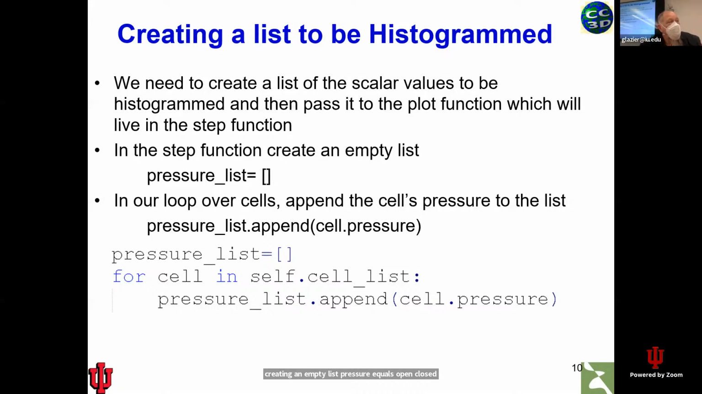And then we'll loop over the cells and we'll copy into that list the value of the cell's pressure. So we now have a list which consists of all of the scalar valued, float valued pressures of the cells. And we'll use the append function to do that. Okay.